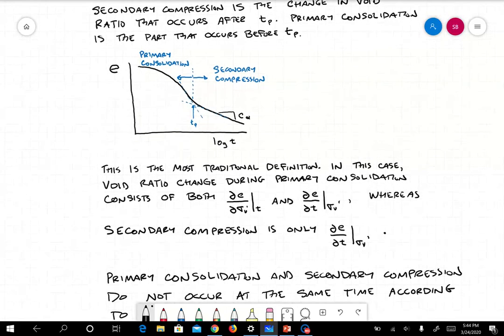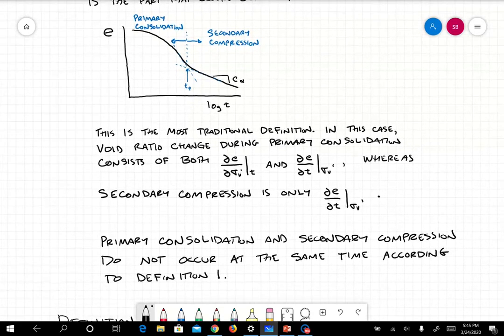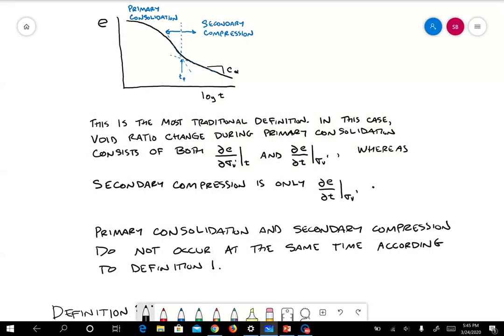What this implies is that the primary consolidation part consists of both de/dσ'v at t and de/dt at constant σ'v, whereas secondary compression is only de/dt at constant σ'v, right? Assuming that the dσ'v/dt goes to zero at that time. All right, and according to this definition, primary consolidation and secondary compression do not occur at the same time, simply because that's how we're defining them, right? Secondary compression happens after tp, primary consolidation happens before tp, so they can't happen at the same time.